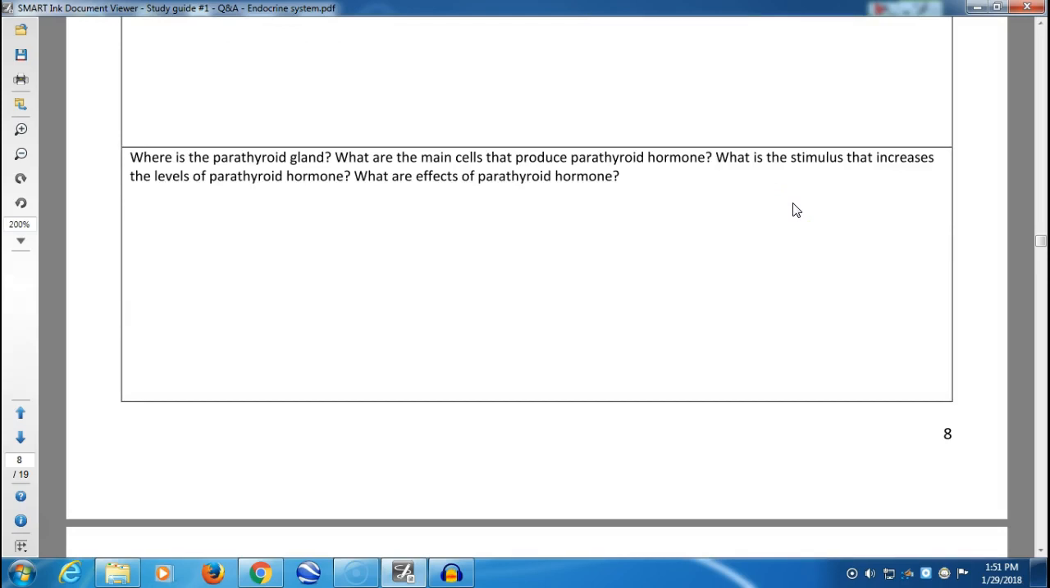Parathyroid gland. This is simple. So, location-wise, back of the thyroid gland. Two types of cells: chief cells, or parathyroid cells, and oxyphil cells. Chief cells produce parathyroid hormone. Low calcium, parathyroid hormone goes up. Blood calcium goes back to normal. Blood calcium elevates. Am I clear? Okay, we're good?